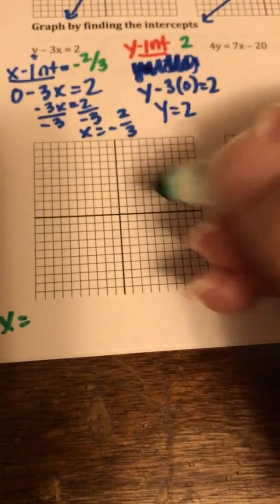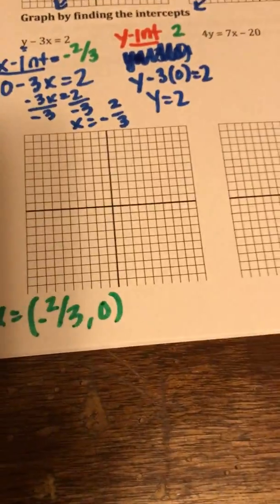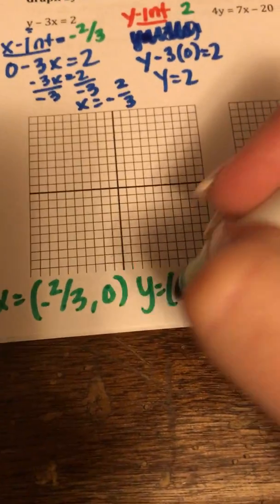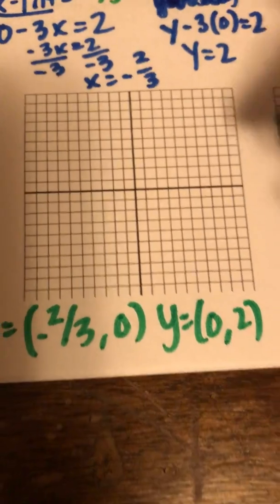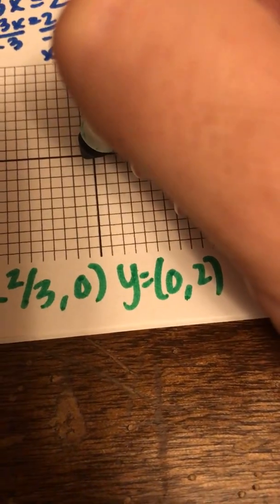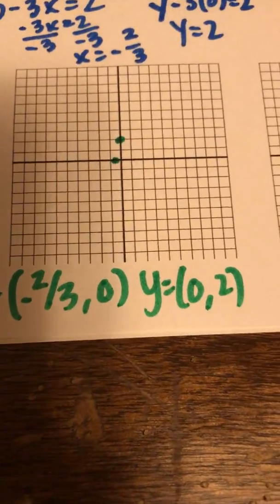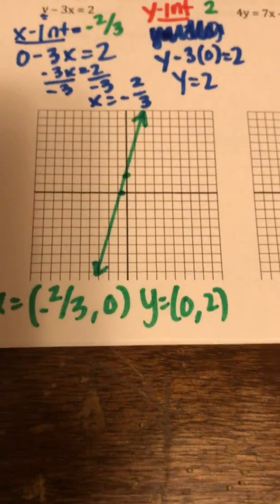All right, so that means that our x-intercept is at (-2/3, 0), and our y-intercept is at (0, 2). Now we just go up to our graph, and we have (-2/3, 0), and then we have (0, 2), like that. And now with these 2 points, we can graph our linear function.